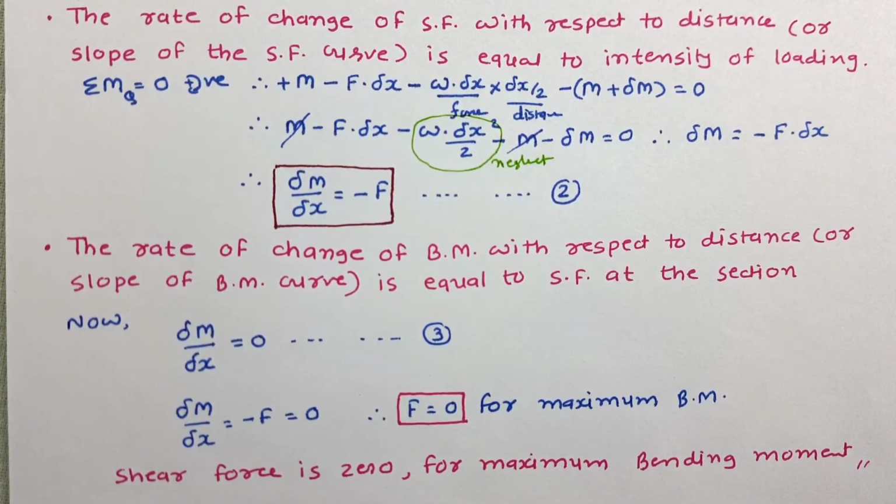So if we want to work out the maximum bending moment in the beam, it will occur at the point where the shear force is 0. So this is all about the relationship between shear force and bending moment.